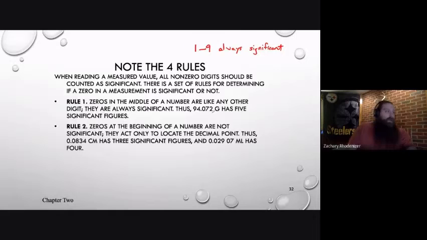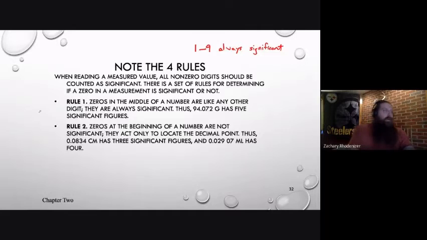Okay, so picking up where we were. When you're looking at a measured number, all of the non-zero digits, so the digits 1 through 9, are always significant. However, 0 doesn't necessarily have to be significant. Sometimes it's a placeholder. So there are 4 rules that tell us if a 0 is significant.